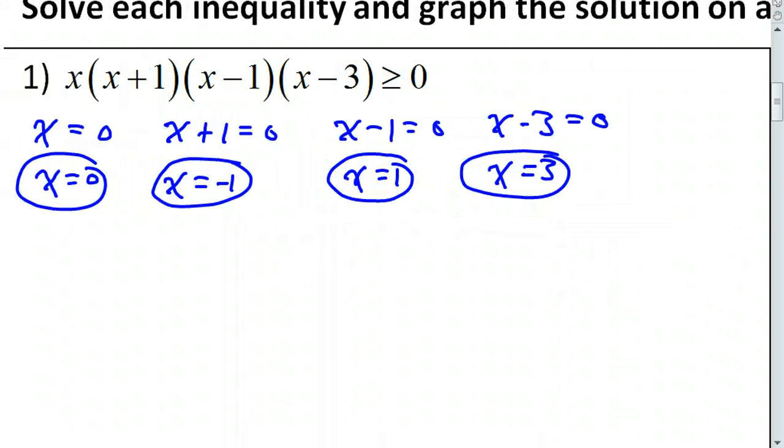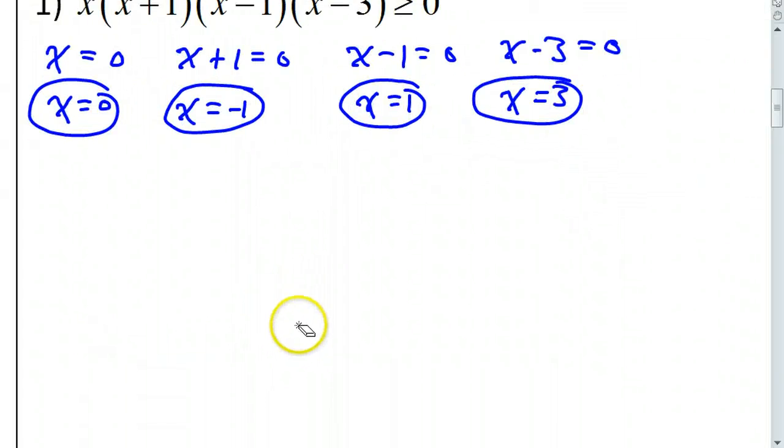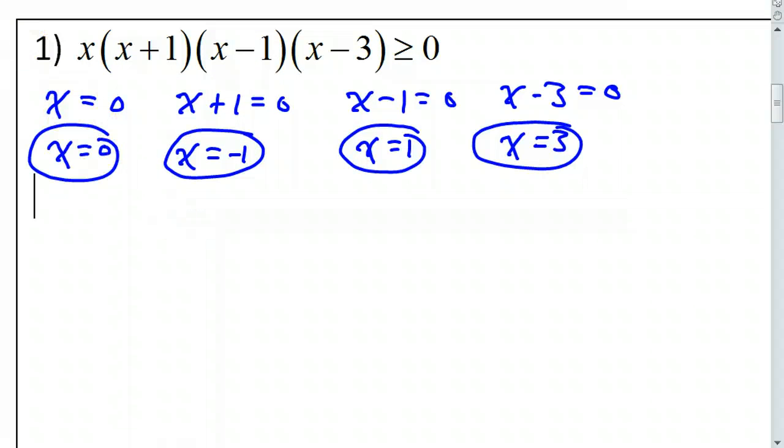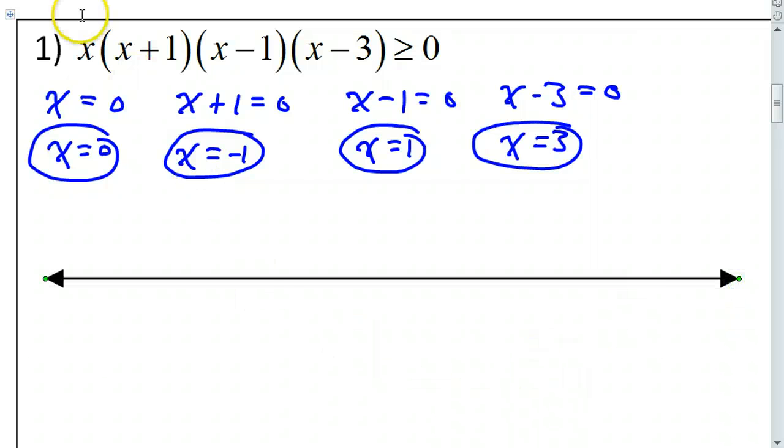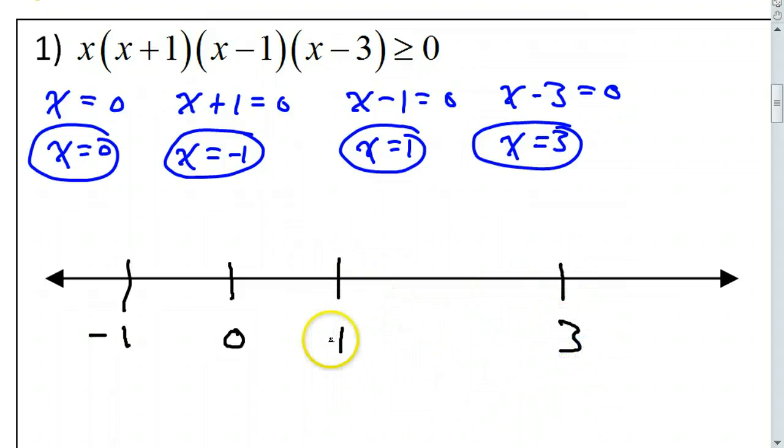Now, if you're going to use the graphical method, though, you need to make another number line, okay, over here in the work area. So here's another number line that we will use in the work area. So again, here's my negative 1, my 0, my 1, and my 3. Okay, so these are my x-intercepts. So I will go ahead and show those. Okay, these are my x-intercepts.